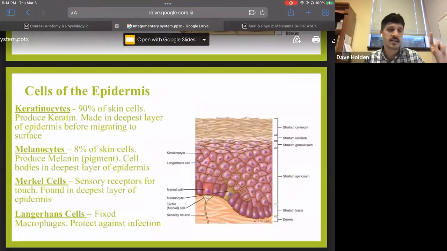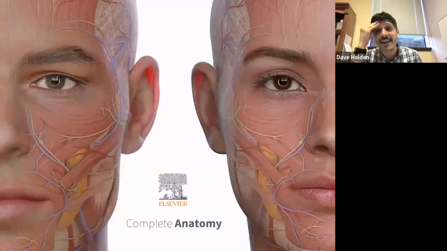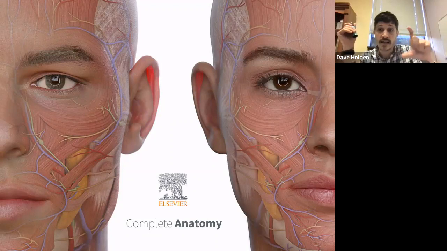So before we move into the cells of the epidermis, I just want to take a moment and pull up our anatomy app, because it really does have a fantastic illustration of the cross section of the skin.